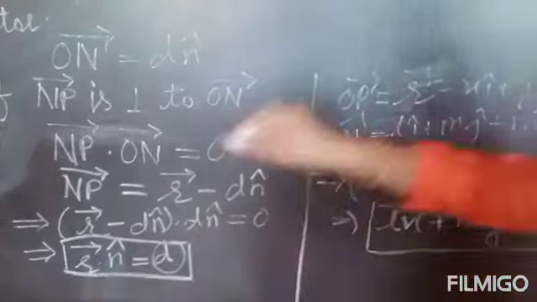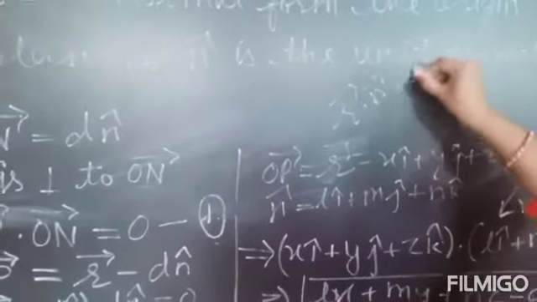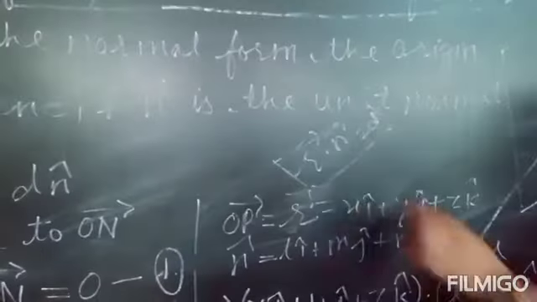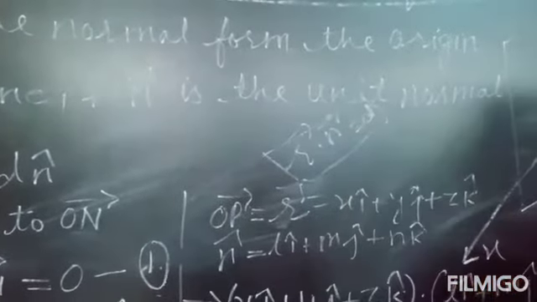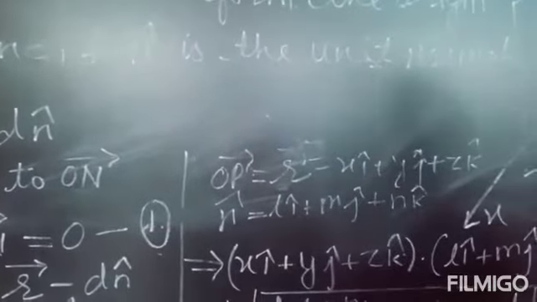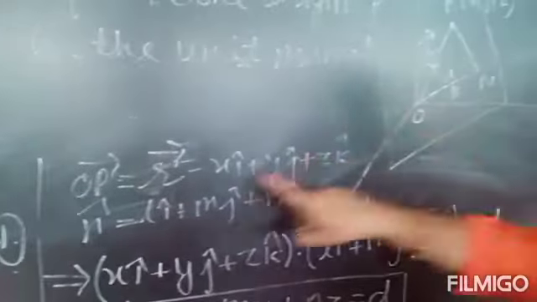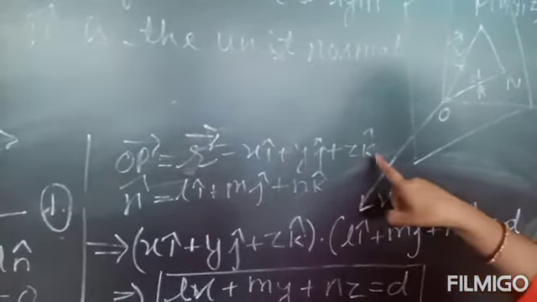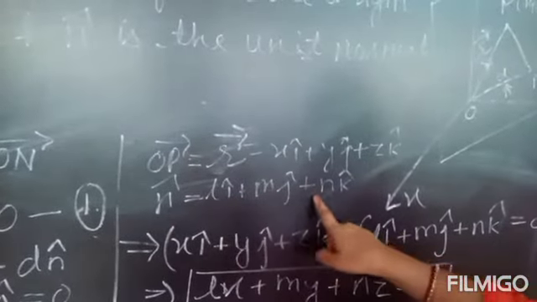Suppose the equation is in the form r vector dot n vector equal to d, clear, then this d will not be the perpendicular distance. If here we have n cap, then this d will be the perpendicular distance. Clear? Now come to the Cartesian form of this equation. Here OP is equal to r, which is equal to xi plus yj plus zk cap, and n cap is equal to li plus mj plus nk.